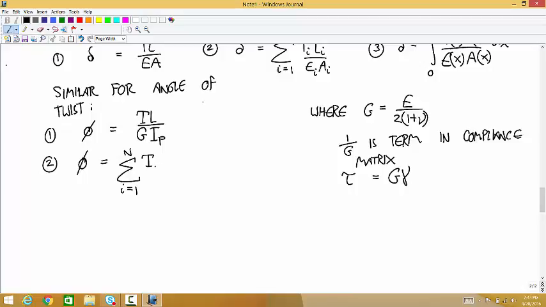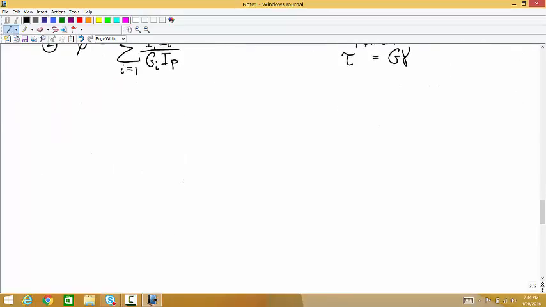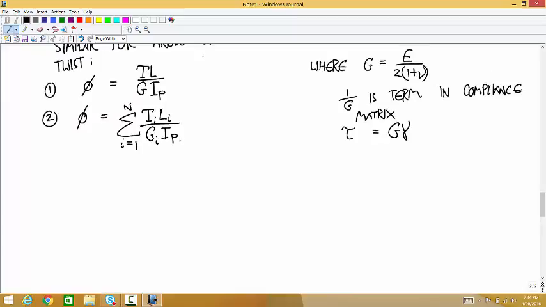So the torque on the ith piece times the length of the ith piece divided by G on the ith piece times the polar moment of inertia on the ith piece. And then you can also give it as a fully continuous integral formula. So the integral from 0 to L of torque as a function of x.